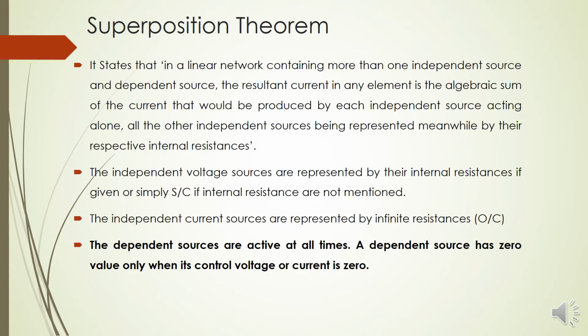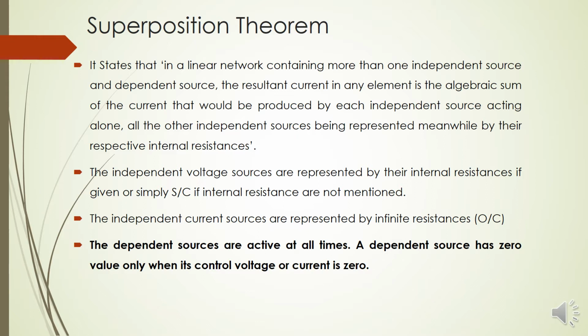As we all know, the superposition theorem states that in a linear network containing more than one independent source and dependent source, the resultant current in any element is the algebraic sum of the currents that would be produced by each independent source acting alone, all the other independent sources being replaced meanwhile by their respective internal resistances.